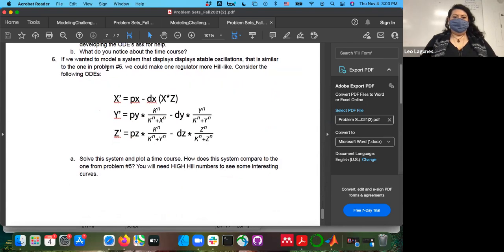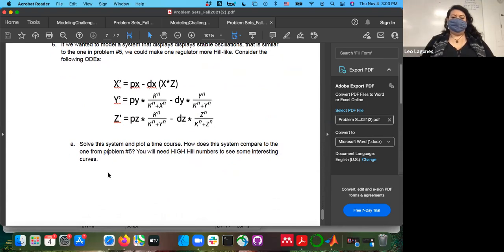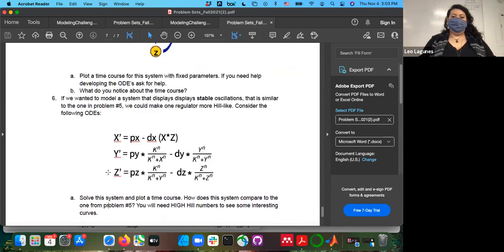And then the last one will show you some very interesting oscillations if you have high Hill numbers. When you have high Hill numbers, you can see some very, very interesting curves. Like you'll see them oscillating, and it's super fun. And that's really all I have.